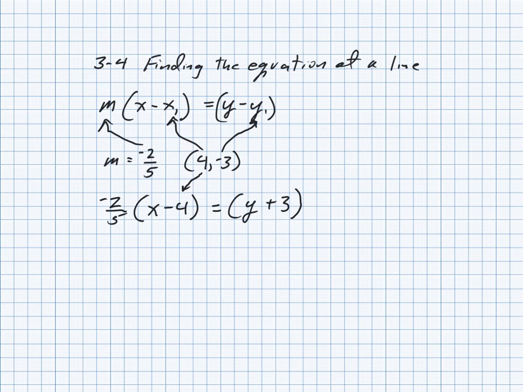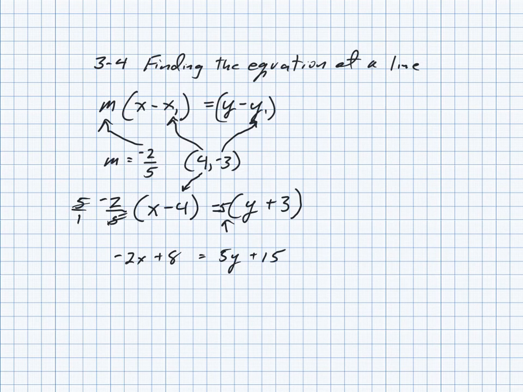To change this to standard form, which you will be asked to do at least once on the test, if it doesn't ask, don't do it. Don't waste your time, and I will hold to that. So let's change this to standard form. First thing is to multiply both sides by 5. Multiplying by 5 on the left ends up canceling the 5s, and we have a 5 over on the other side now. So we have 2x minus 8 equals 5y plus 15.